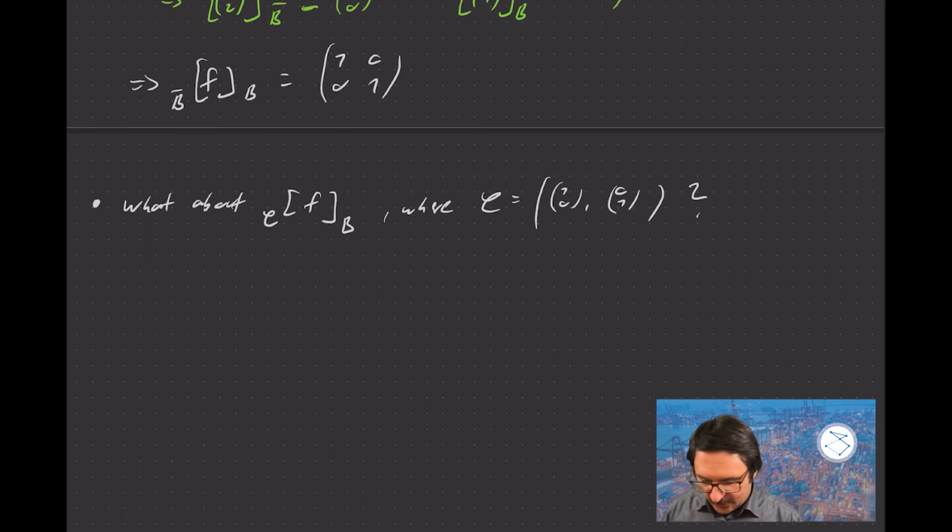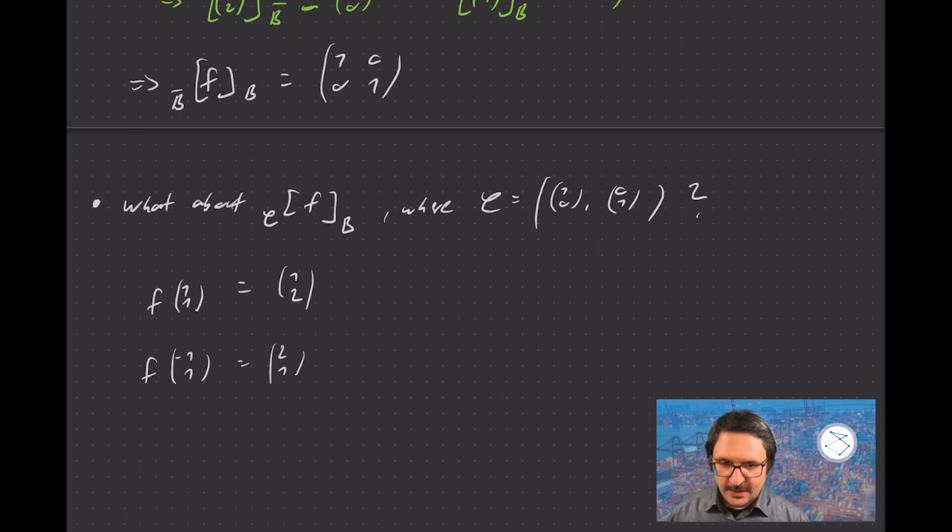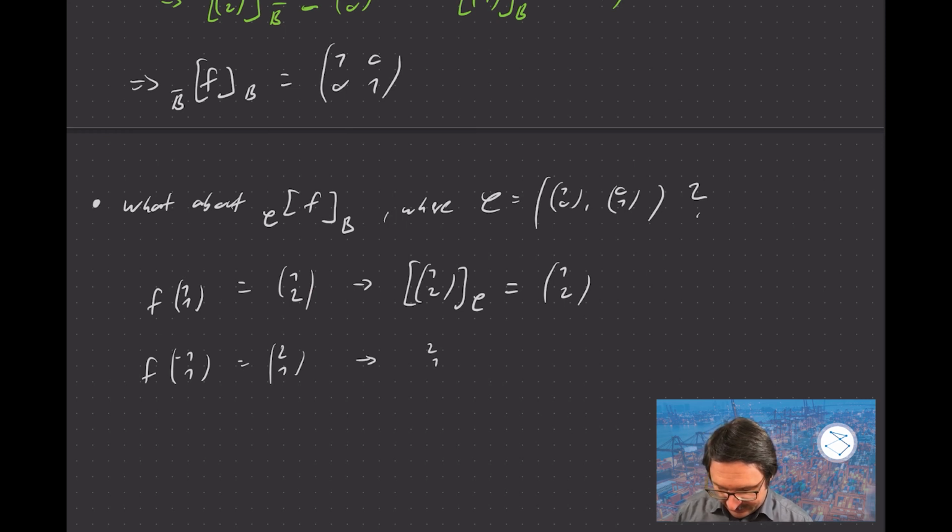Well, again, we know already the images of the basis vectors, f of (1, 1) and f of (-1, 1). Remember, those were (1, 2) and (2, 1). And what we need is their coordinates with respect to the new basis in the codomain. So what are the codomain coordinates of (1, 2)? With respect to the canonical basis, (1, 2) is 1 times U1 plus 2 times U2. The coordinates are therefore (1, 2). And here, the C coordinates of (2, 1) are of course (2, 1).